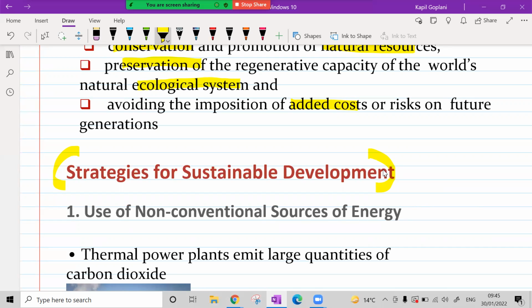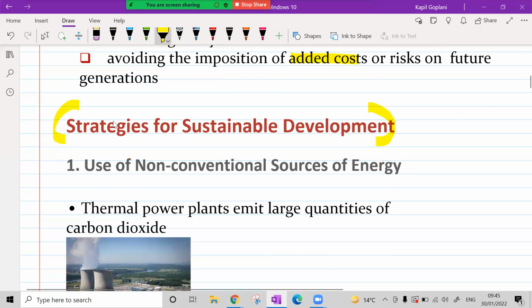Rainwater harvesting, a very good example. So now let me end this session with the last topic of this chapter, and then this chapter will end.